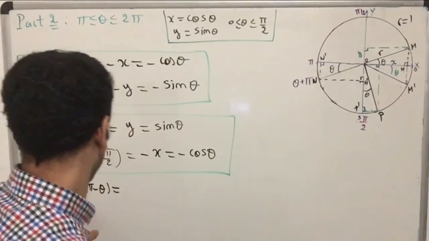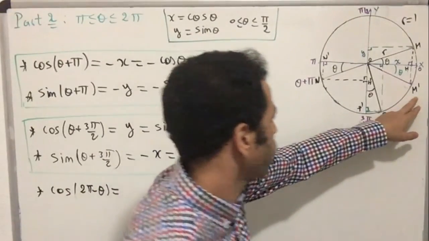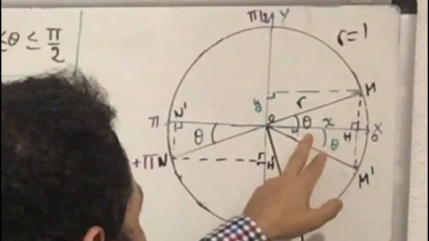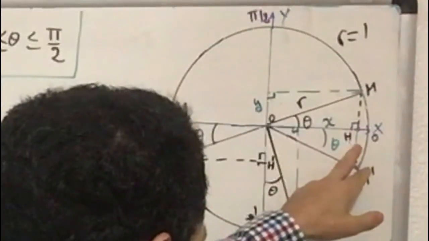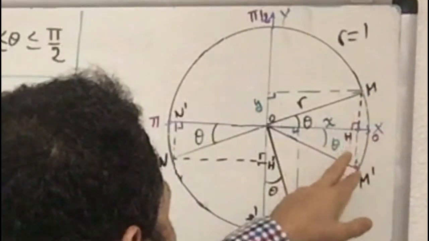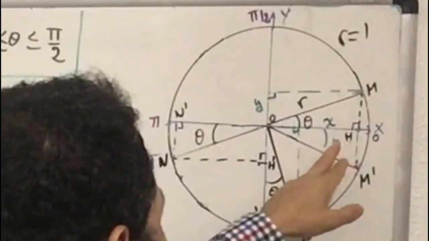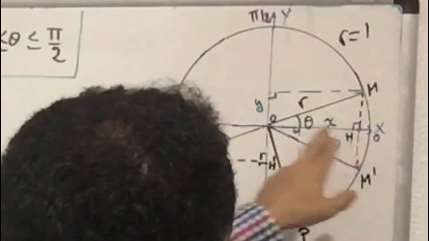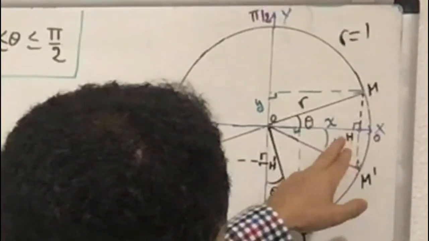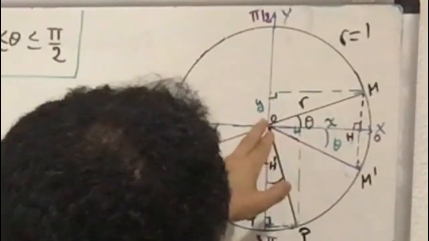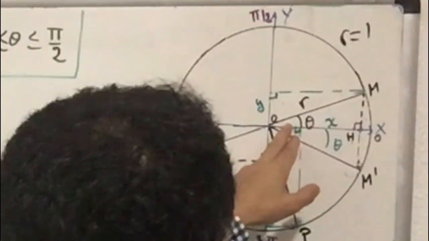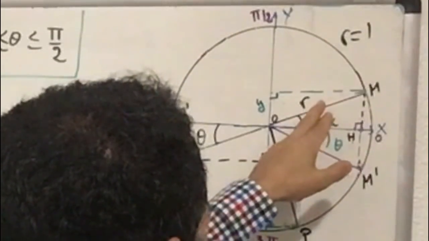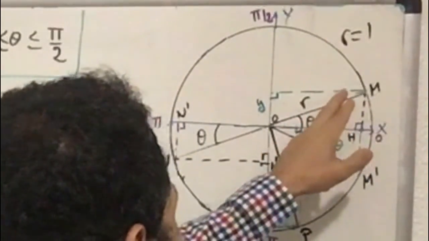Now let's move on to calculate cosine of 2 pi minus theta at the point M prime, at the point 2 pi minus theta. By doing extension on the horizontal axis, I will have a right triangle at the point H. So I will have two congruent triangles because both of these triangles have the same theta and the same shared distance, which is OH equal to x. Furthermore, these triangles have the same hypotenuse distance, which is equal to the radius of this circle, r equal to 1.